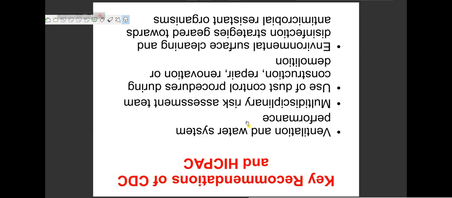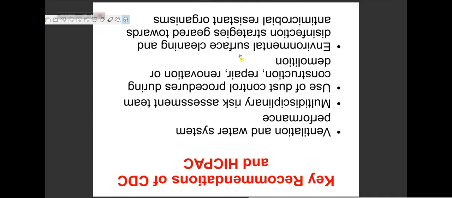performance, right? So the ventilation and water system should be good in the hospitals, and there should be a multidisciplinary risk assessment team, right? And use of dust control procedures during construction, repair, renovation or demolition, right? When repair or construction work is going on, so much dust will be produced, so there should be dust control procedures during this time, so that the patient will not get harmed.